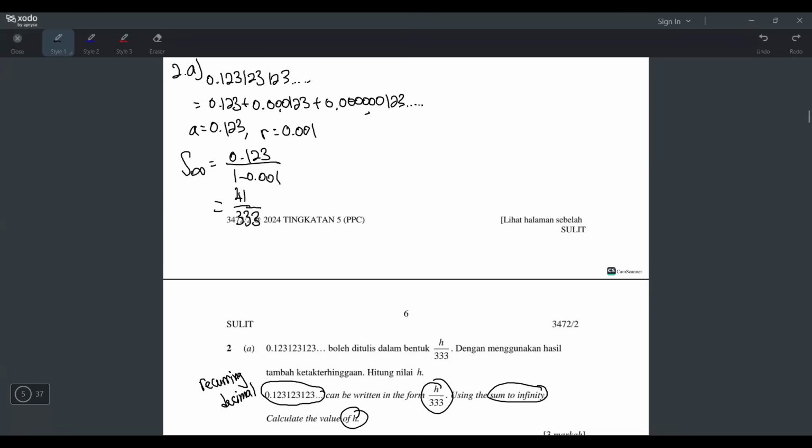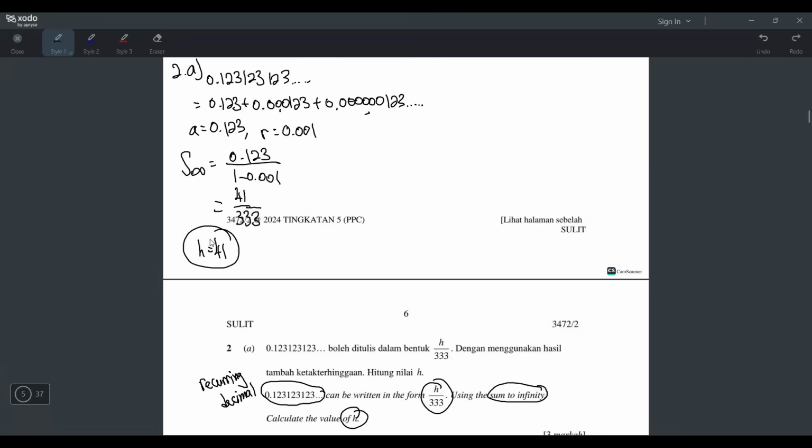But the soalan asked you to find h, right? So you can compare your answer with this. So h over 333, you can see that the denominator 333 is already the same as my answer's denominator 333. That means the numerator h is 41 lah. Right, this is your answer.